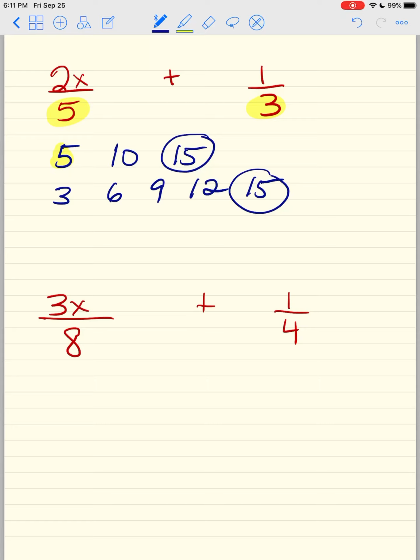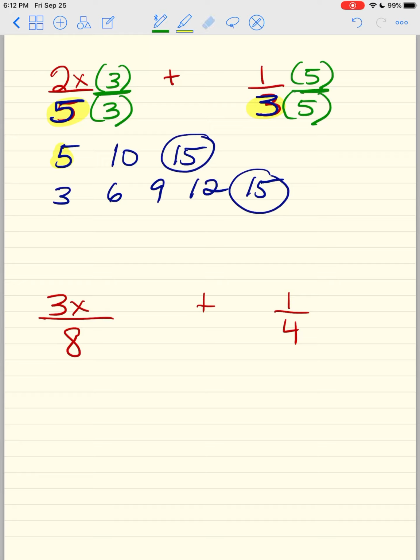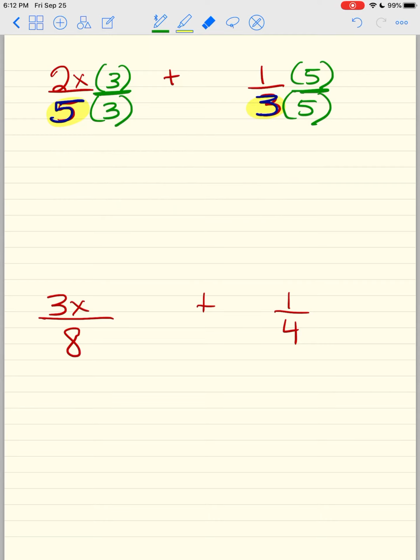So what you want to do is make sure that the denominators end up becoming a 15. The way we can do that is by multiplying the 5 by a 3 and the 3 by a 5. But whatever you do to the bottom, you have to do to the top. Otherwise, you would be changing the value of the fraction. You see, if you multiply something by 3 and then divide it by 3, you're really not changing the problem. You're making it into 1. Okay?